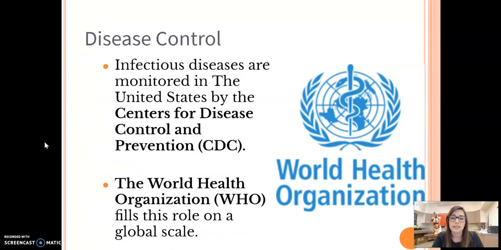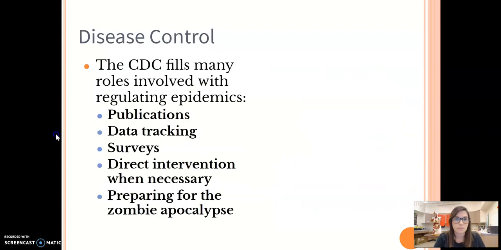We need to know the CDC versus the WHO. So the CDC, that's the Center for Disease Control. They're monitored from the United States in Atlanta, Georgia. And then the World Health Organization, WHO, fills this role on a global scale. So a little bit different. CDC is specific to the United States. WHO is like the CDC of the whole world.